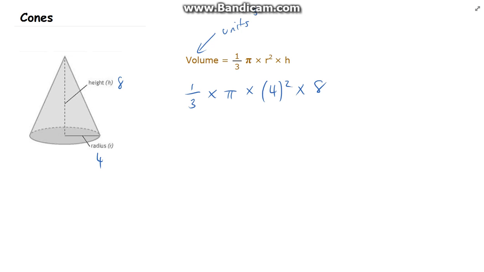Sometimes they could ask you to give your answer to, we'll just say, 2 decimal places initially. So the volume of that cone is going to be 134.04 units squared, because they don't say centimeters or units cubed because it's volume.